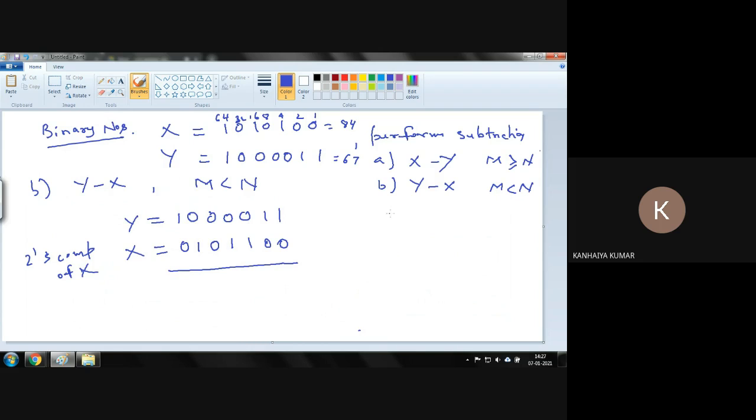How did I do that? Just have a look. So you have 1 0 1 0 1 0 0. Just convert it into one's complement. Let's go step by step. For the one's complement, invert every bit separately: 1 becomes 0, 0 becomes 1, 1 becomes 0, 0 becomes 1, 1 becomes 0. Then we add 1. The carry goes here, again the carry goes there, and this is our answer, 0 1 0 1 1 0 0.